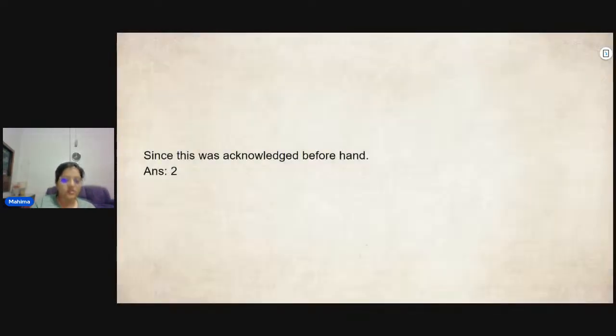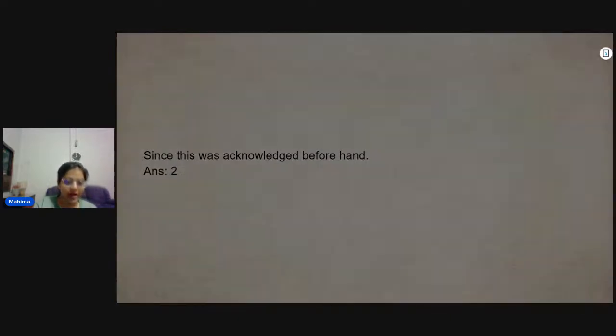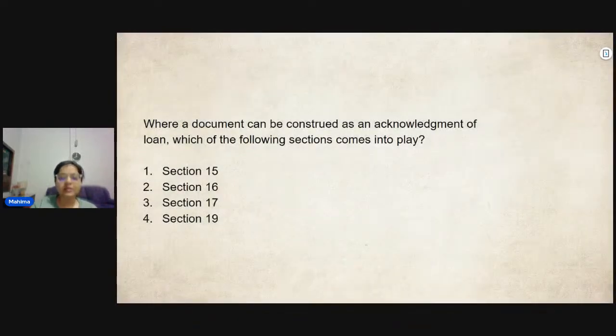Yes, it is B. Fresh period of limitation always starts on the day when the acknowledgement is signed. Where a document can be construed as an acknowledgement of loan, which of the following sections come into play? Section 15, Section 16, Section 17, or Section 19?